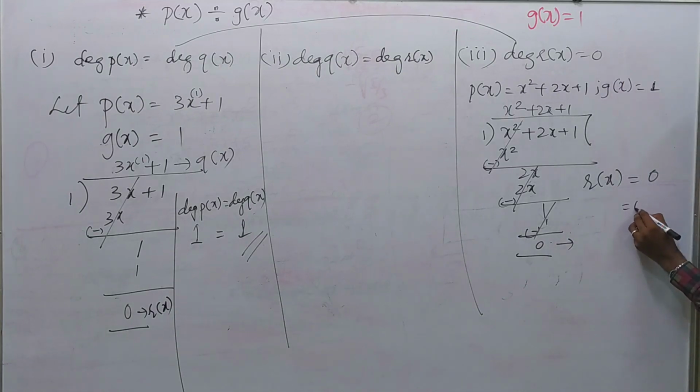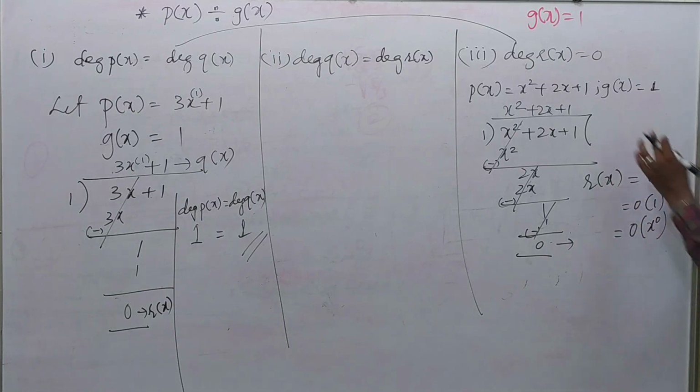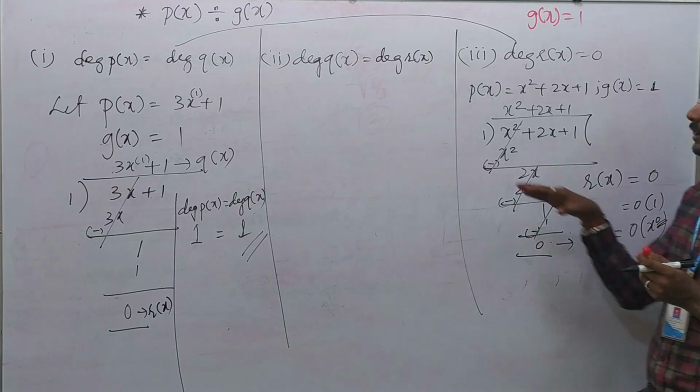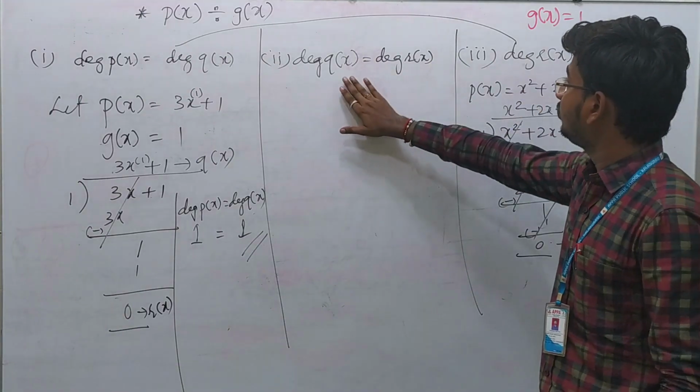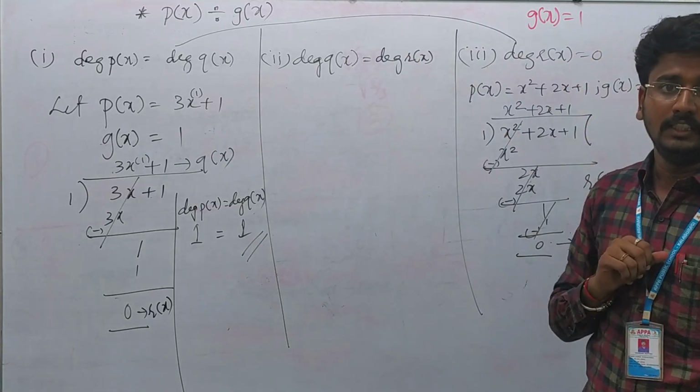Now the degree of remainder should be equal to 0, he said. 0 can be expressed as 0 into 1. 0 into 1 can be written as 0 into x to the power 0. Now what is the degree of this remainder? They asked that the degree of this remainder should be 0. Now what is the degree of this remainder? 0. That's it.